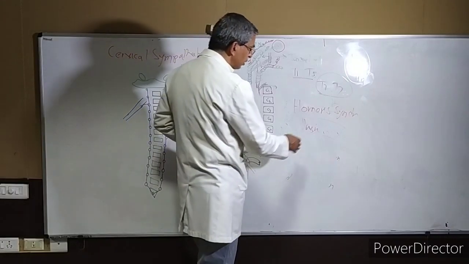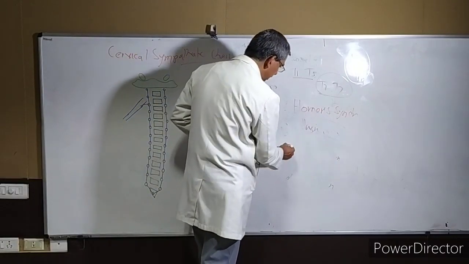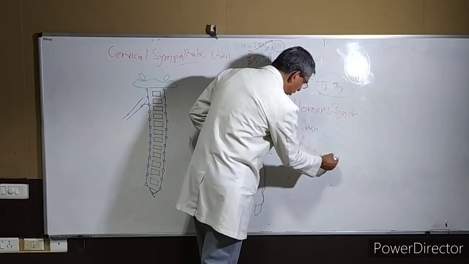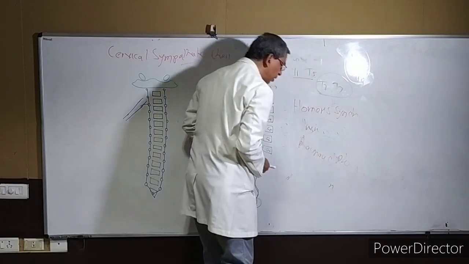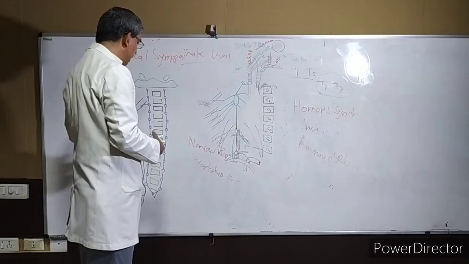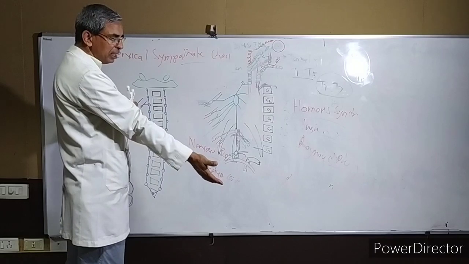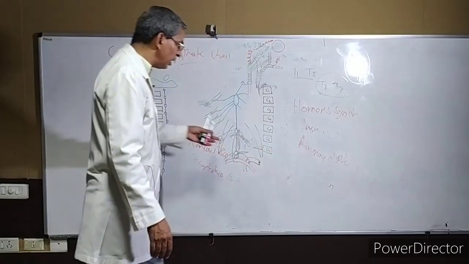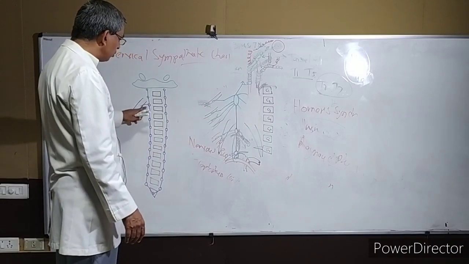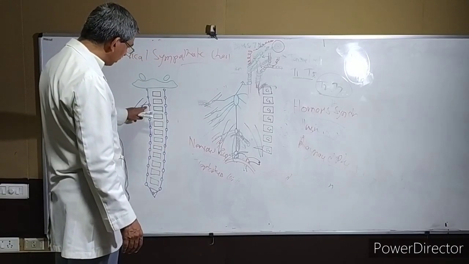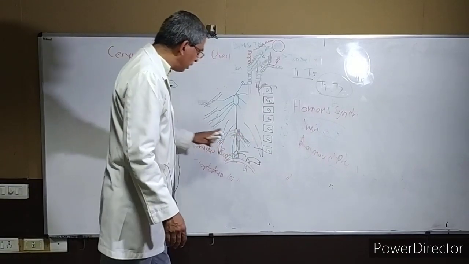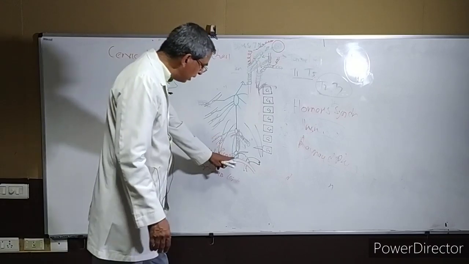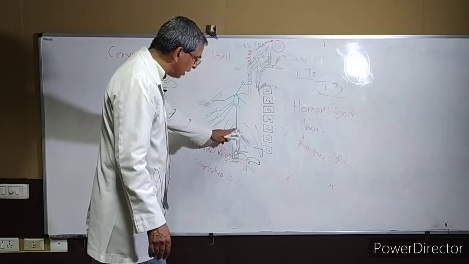So this is how Horner syndrome occurs here, and the second is Raynaud's phenomenon. What about Raynaud's phenomenon? In Raynaud's phenomenon, especially the upper limb vessels are very sensitive to the cold, especially in females, because the blood vessels and musculature are supplied by the sympathetic nervous system here. So this sympathetic fiber passes through the cervical sympathetic ganglia here.